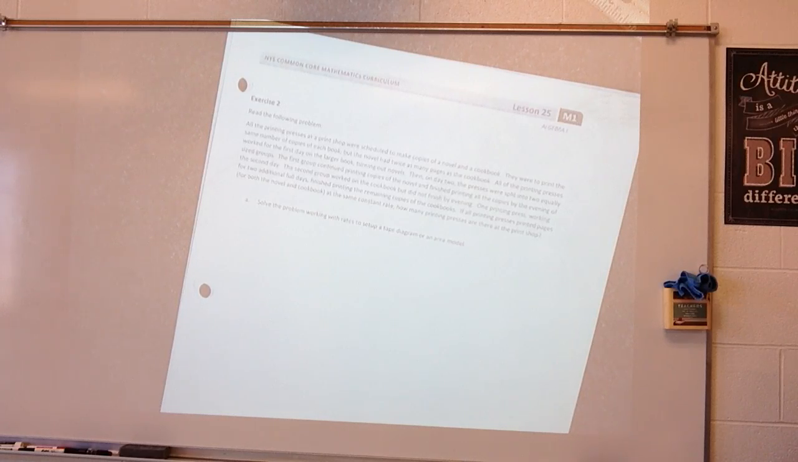The first group continued printing copies of the novel and finished printing all the copies by the evening of the second day. The second group worked on the cookbook but did not finish by evening. One printing press working for 2 additional full days finished printing the remaining copies of the cookbooks. If all printing presses print pages for both the novel and the cookbook at the same constant rate, how many printing presses are there at the print shop?